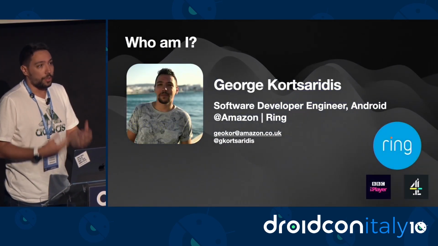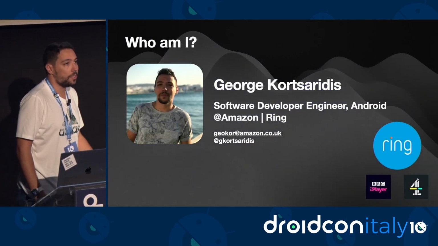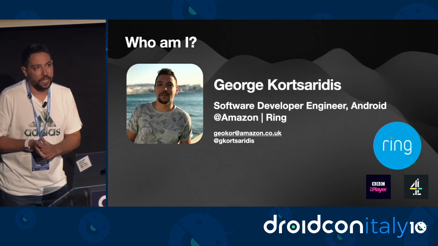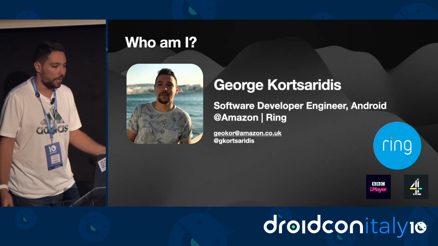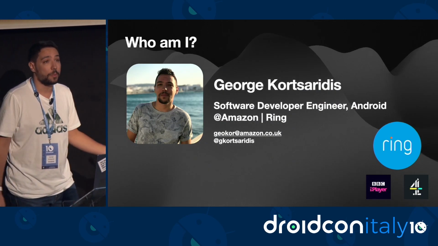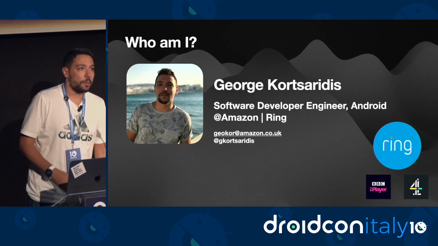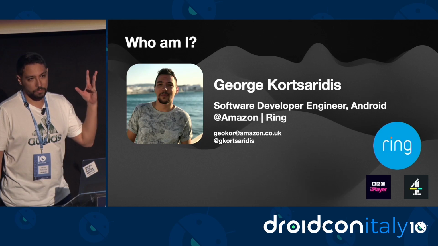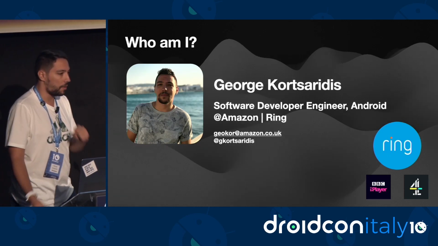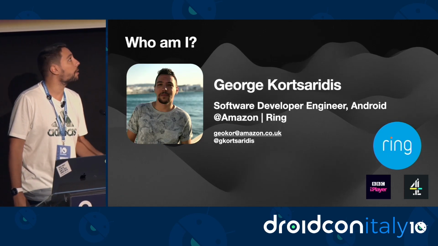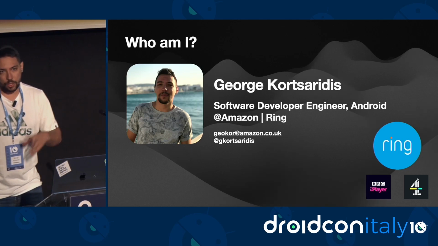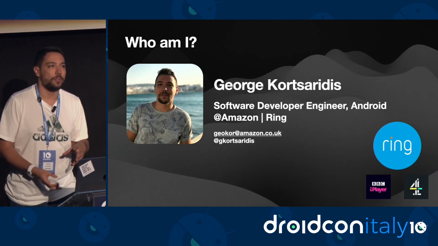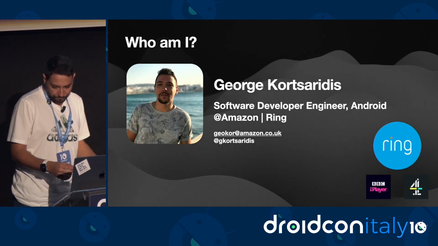Let me begin with introducing myself. My name is George. I'm originally from Greece. I've been living in the UK for the past 5 or 6 years, and I'm working for Amazon. Currently, I'm within the Ring team, so if you use any Ring products and have an Android phone, you're probably running some of my code. And before that, I was within their Fire TV team, so I was handling some applications within their Fire televisions.